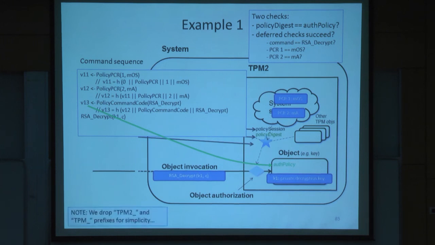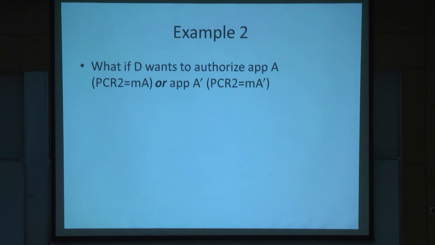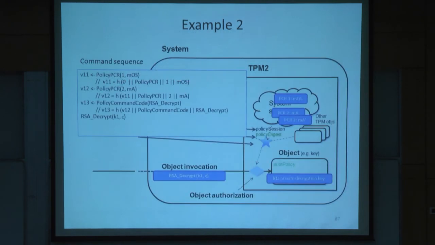So now we can make it more complicated, and from now on I will not use these TPM2 prefixes because it just clutters up the space. I will just say policy PCR and policy command code. Okay, so let's say that the developer doesn't want to authorize only one application but wants to authorize 2 different applications, right? And you can see where this is going, right? So if you have another application, PCR2 will have a different value, MA prime, and we cannot use this anymore, but we can use policy OR, right?